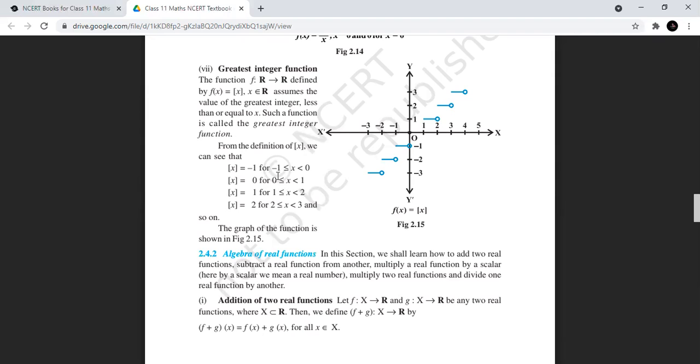As they've shown you here, whenever the number is from -1 to less than 0, its greatest integer value will come as -1. If it is -1, then also -1 will come. See now, this is something that gets confusing for children when it is a negative number. So what did I say? In the greatest integer value, you have to take the integer just before the given number.